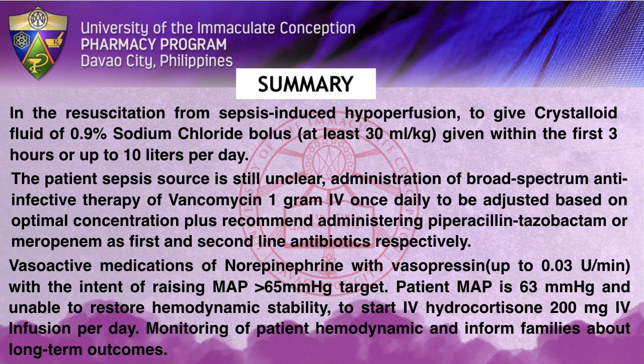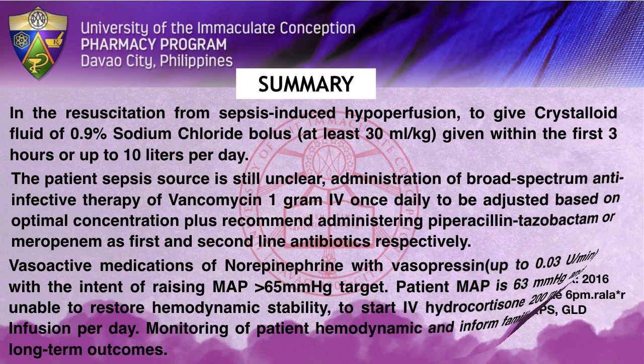Vasoactive medications of norepinephrine with vasopressin up to 0.03 units per minute with the intent of raising the mean arterial pressure to greater than 65 mmHg target. Patient MAP is 63 mmHg and unable to restore hemodynamic stability. To start, IV hydrocortisone 200 mg IV infusion per day. Monitoring of patient hemodynamics and inform families about long-term outcomes.